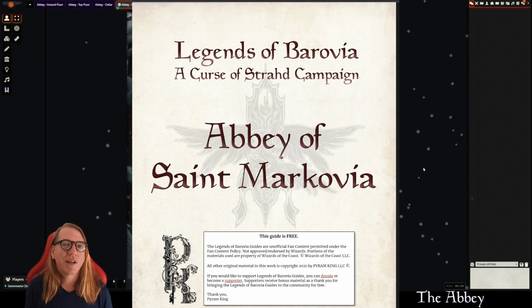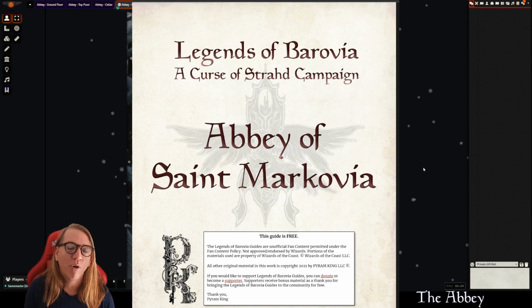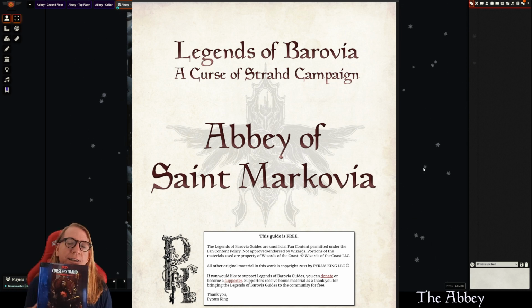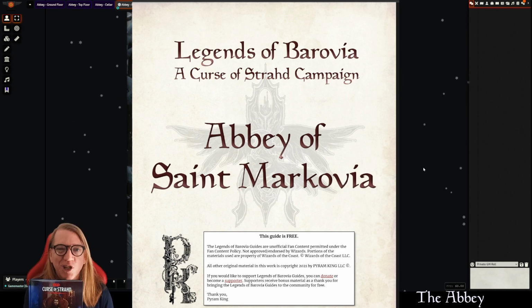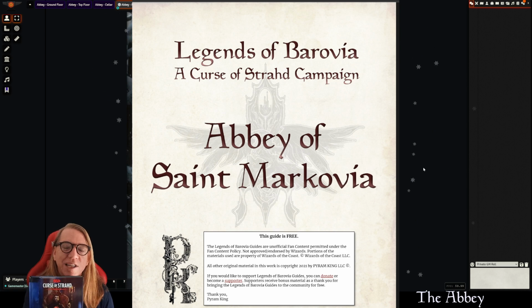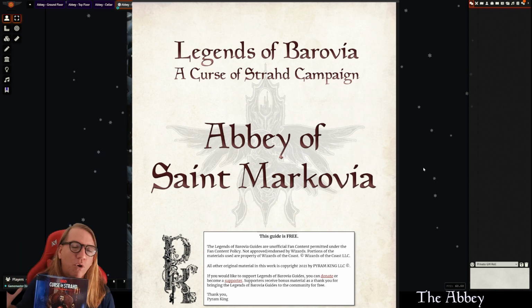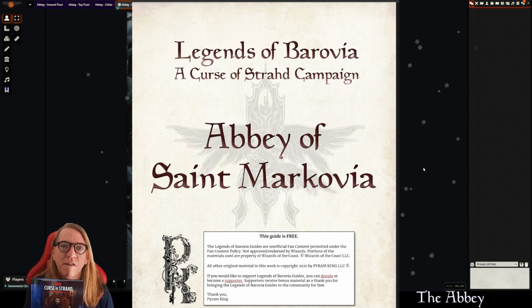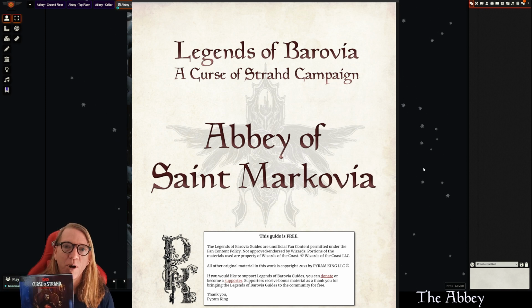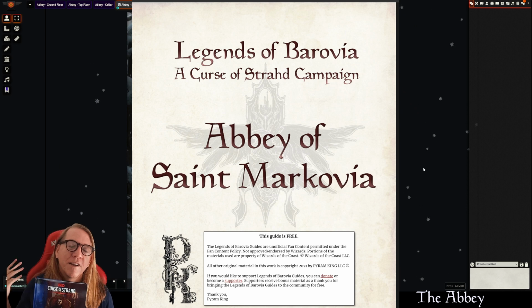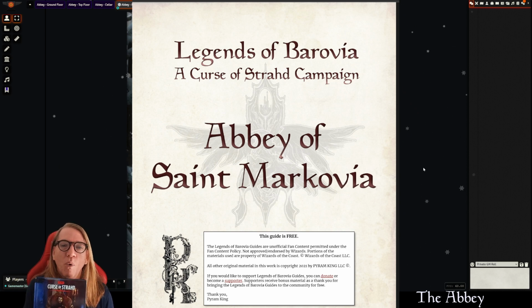And I want to first say that this is one of my favorite locations in all of Barovia. I really love this location. Unfortunately, Curse of Strahd doesn't do this location justice. I mean, there's so much interesting stuff here. You've got this interesting abbot, you've got the Mongrelfolk, you've got Saint Markovia herself, this historical figure who is buried in the crypt of Ravenloft, but there's no meat on the bones. And what this guide does, or attempts to do, is really flesh this out and make this a wonderful experience.